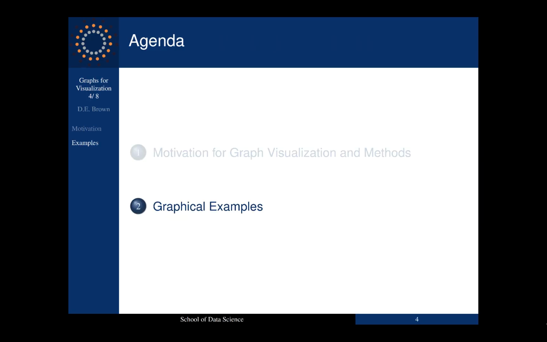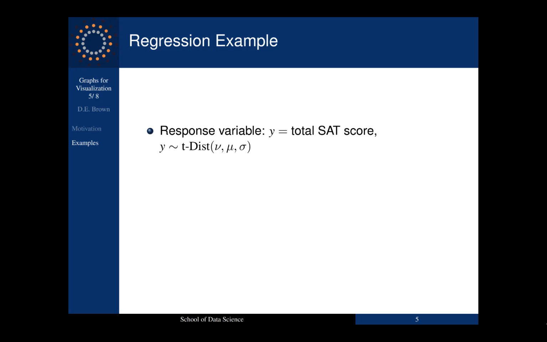All right, so let's look at some examples of graphical displays. The first one we'll look at is a regression example. Suppose we've got SAT scores in school districts, and we think that these SAT scores are distributed by a t-distribution with parameters nu for degrees of freedom, mu for the center location for the distribution, and sigma for the scale.